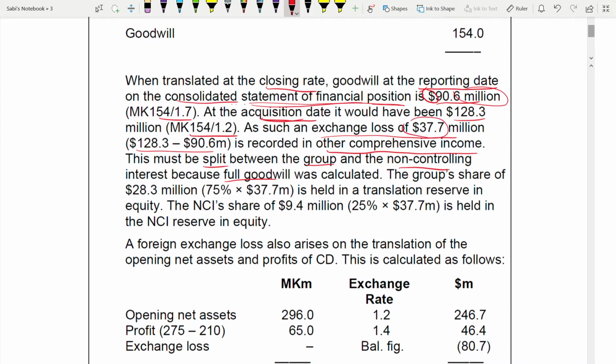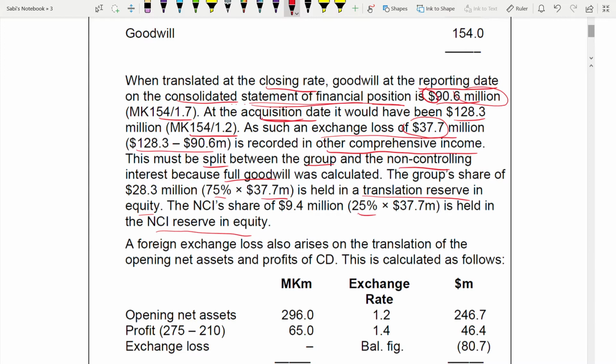So this 37.7, 75% is for the group and the rest, 25%, is for the NCI. It will be held in the NCI reserve in equity, and in the translation reserve in equity for the parent. There's a reserve known as the translation reserve. The exchange gain or loss goes in that reserve for the parent share, and the NCI share will be recorded in the NCI reserve in equity. So that's it.